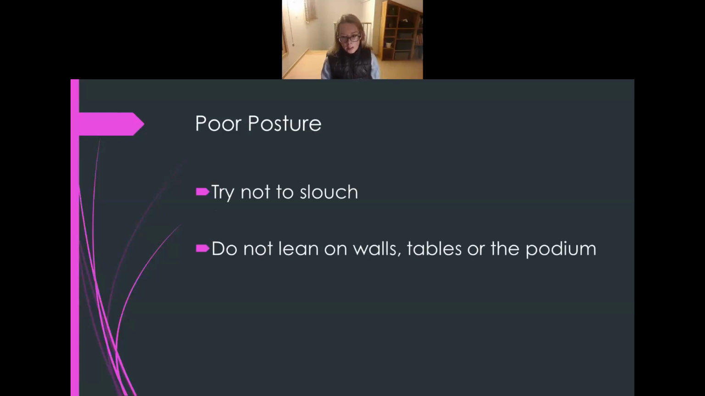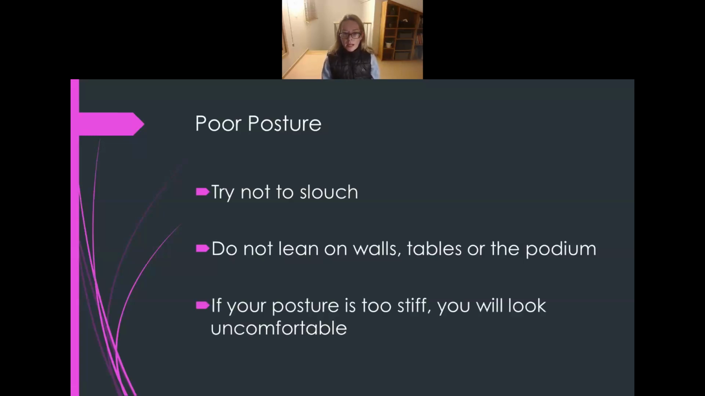Don't lean on walls, tables, or the podium. I have some pictures illustrating this to you. I have a tendency to lean. Sometimes people get tired of standing, but it's not recommended in a presentation, right? Okay, if your posture is too stiff, you will look uncomfortable. If you just stand there like this the whole time, that's also not recommended. That's too stiff.